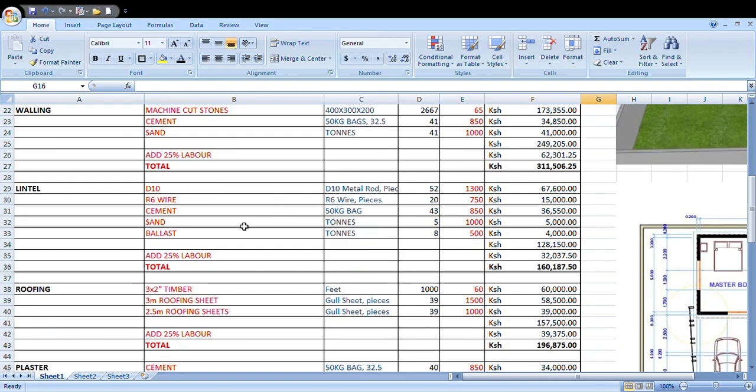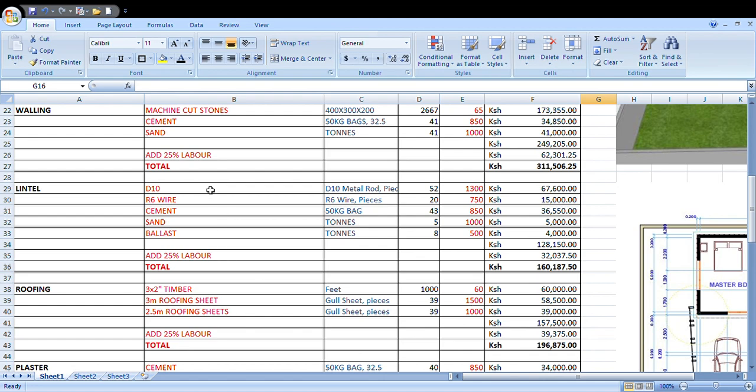For the lintel, you will be using ballast, sand, and cement, and then you must have iron, the 4 diameter 10 irons, and then the wire, which is diameter R5. That is for the lintel, which is square. So we have four rods per wall. One rod of the 10 comes at around 18 feet.